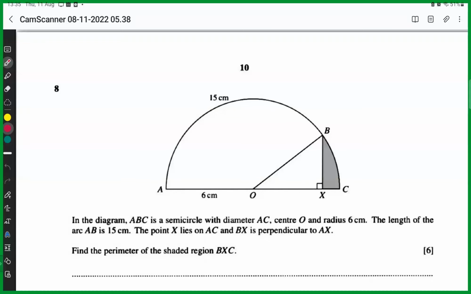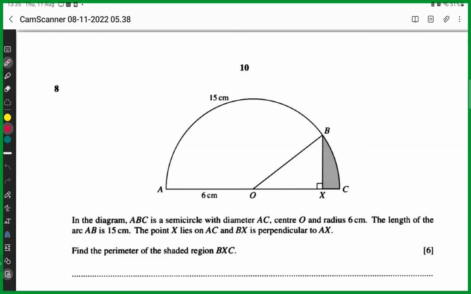Okay, all right. So let's talk about this past paper question from circular measure. It says, in the diagram, ABC is a semicircle with diameter AC, center O and radius 6 centimeters. The length of the arc AB is 15 centimeters. The point X lies on AC and BX is perpendicular to AX. Find the perimeter of the shaded region BXC.